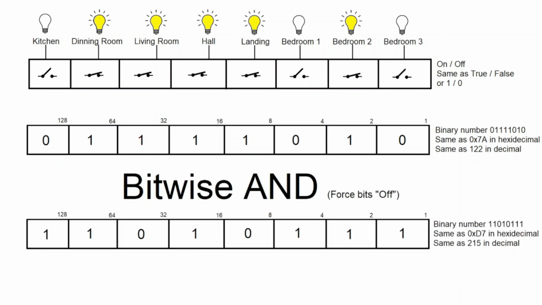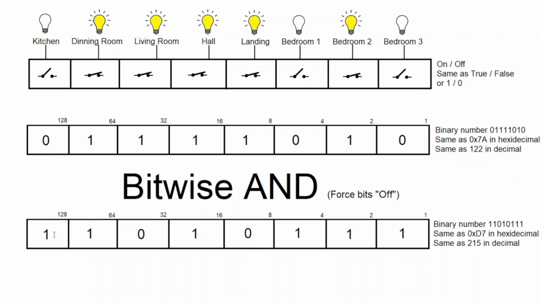Next, we're going to be looking at a bitwise AND. Because it's bitwise, it does it on each bit in turn. For a 2-input AND gate, in order for the output to be true, both input 1 and input 2 have to be true. If either of the inputs is false or 0, then the output will be a 0. So we use the AND to be able to force bits off.